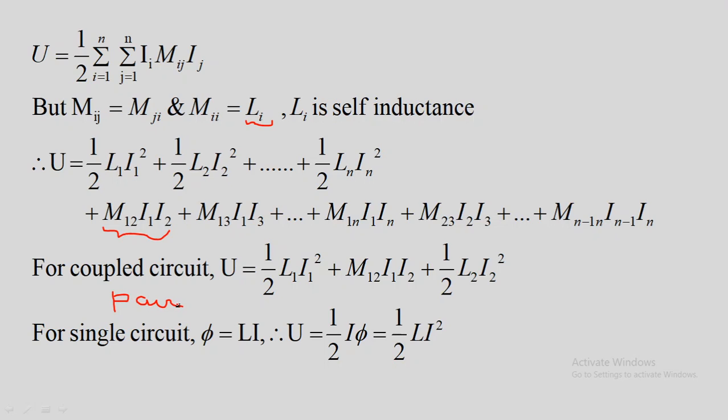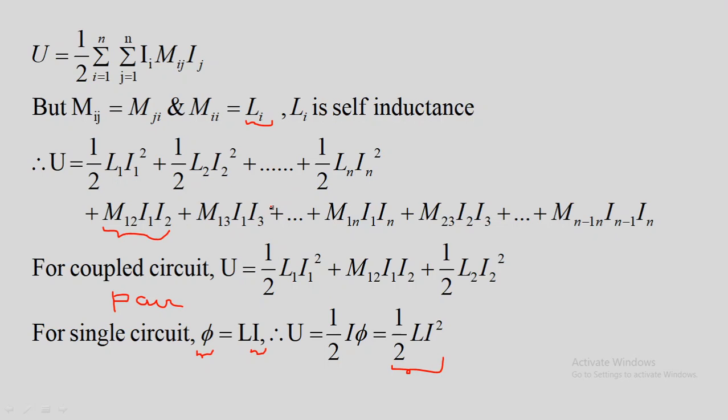If only two circuits are there, then you get half L1 I1 square plus M12 I1 I2 plus half L2 I2 square. So this is for two circuits. If a single circuit is there, then we have phi equal to Li. There is no mutual inductance, only self-inductance. Flux is proportional to the current, and the constant of proportionality is the self-inductance. Then energy U equal to half I phi, as seen earlier. Substituting phi equal to Li, we get half Li square.